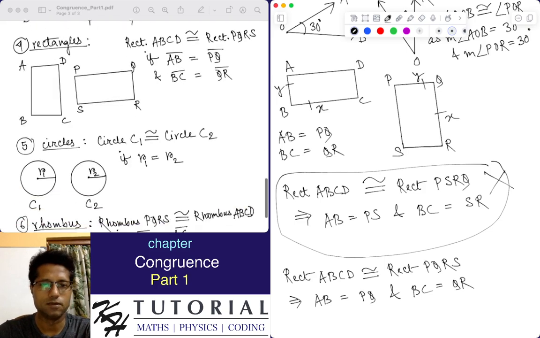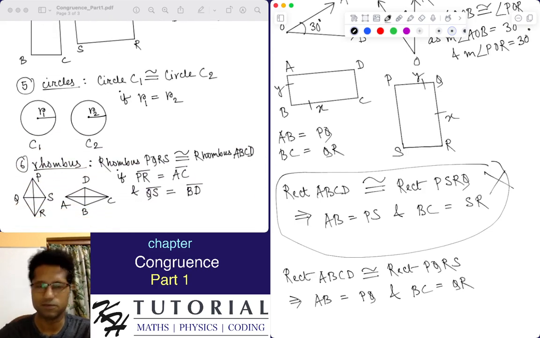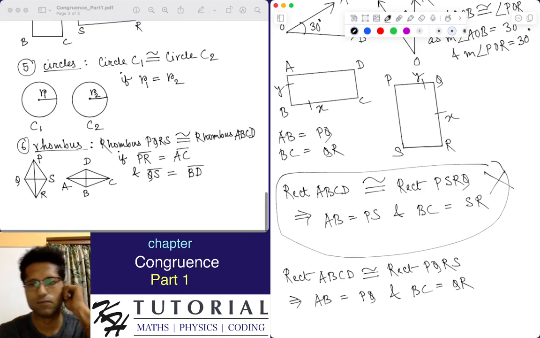Okay, circles is very simple. Two circles are congruent only if they have the same radius. If the radius is the same, then two circles are said to be congruent. Now I just added one more figure. This is not given in the textbook.